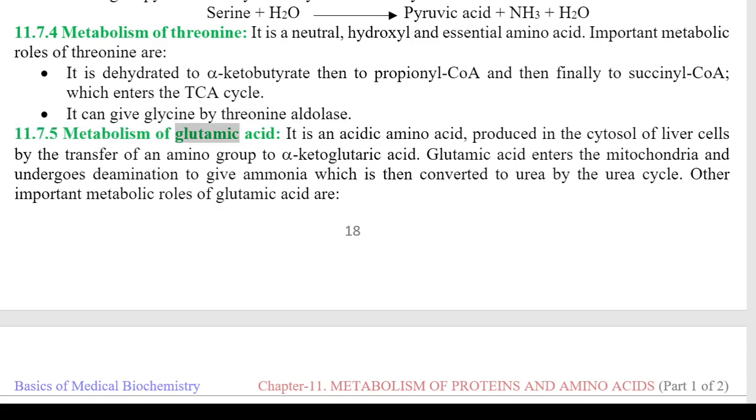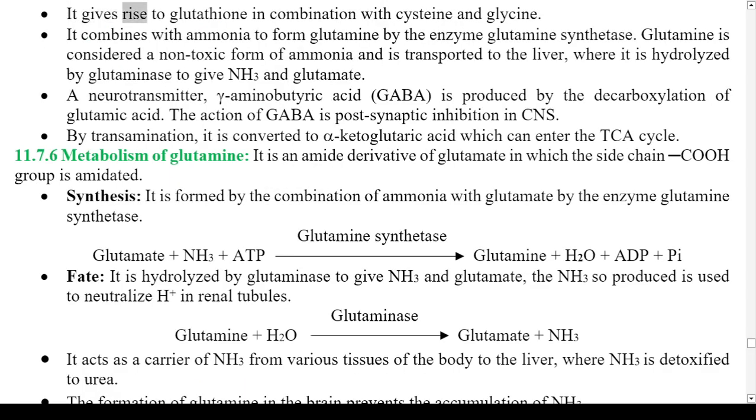11.7.5 Metabolism of glutamic acid. It is an acidic amino acid, produced in the cytosol of liver cells by the transfer of an amino group to ketoglutaric acid. Glutamic acid enters the mitochondria and undergoes deamination to give ammonia, which is then converted to urea by the urea cycle. Other important metabolic roles of glutamic acid are: it gives rise to glutathione in combination with cysteine and glycine. It combines with ammonia to form glutamine by the enzyme glutamine synthetase.